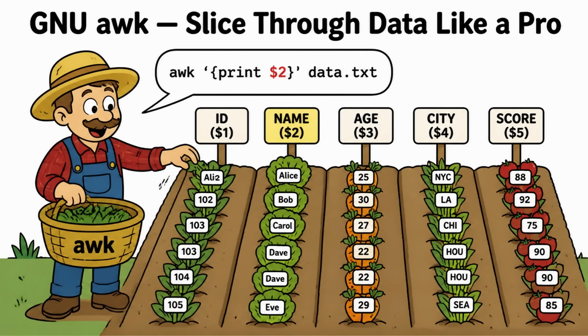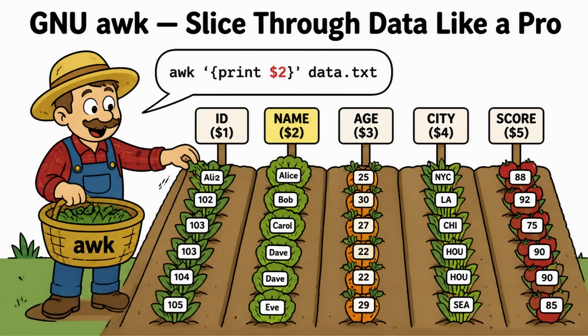GNU Awk is next, and this one is a complete text processing language all on its own. Awk is perfect for working with structured data, things like CSV files, log files, or any file with columns and rows. You can use Awk to print specific columns, filter rows based on conditions, perform calculations, and format output. For example, if you have a file with names and scores and you want to print only the names, Awk can do that in one line.